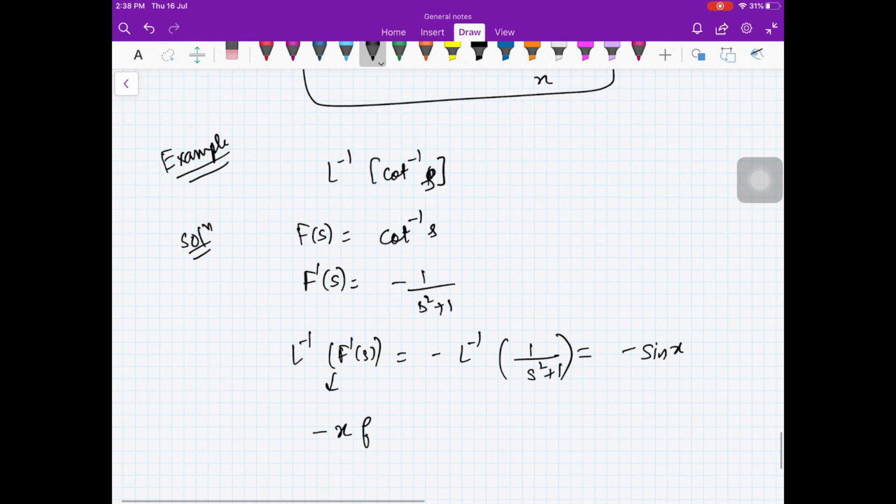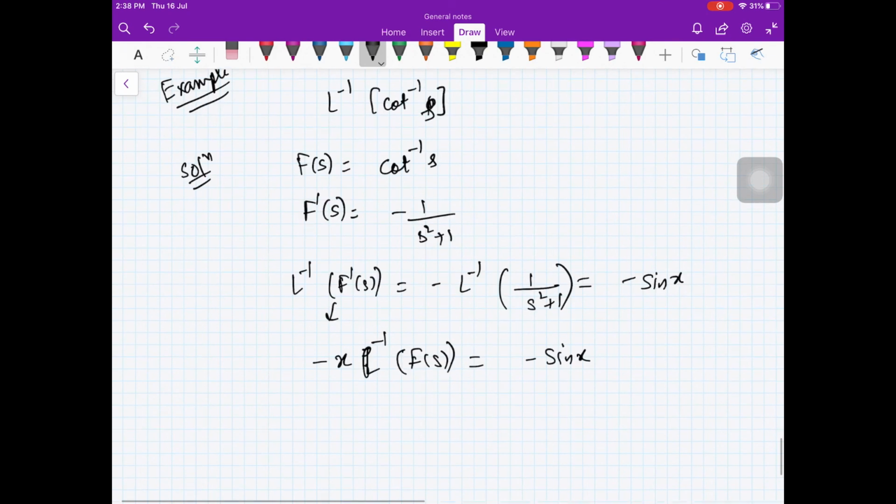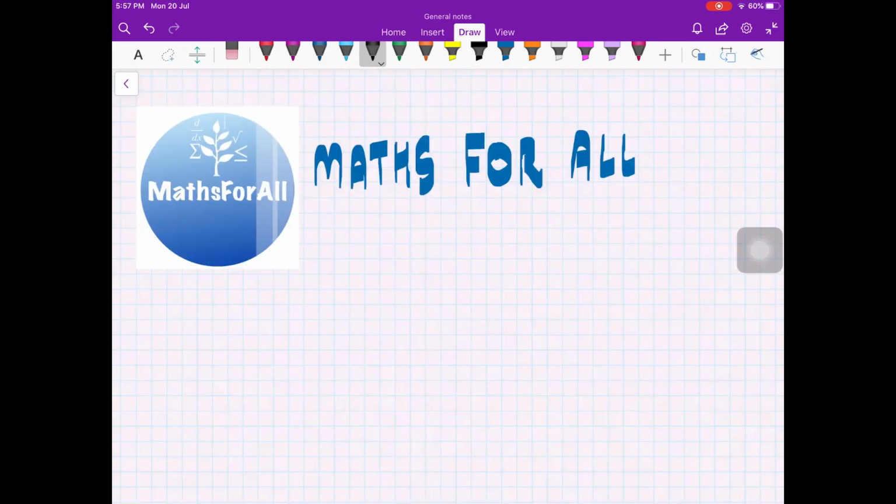Now you can write it as minus x f of x, or L inverse of f of s, which is what you want to find, equals minus sine x. So you get L inverse of f of s is sine x upon x, right? So these are the two properties. This is how you can use these two properties to find the Laplace inverse of complicated functions. In the next video, we will talk about more properties of Laplace inverse. Thank you.